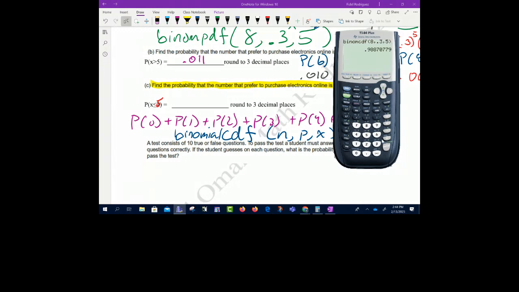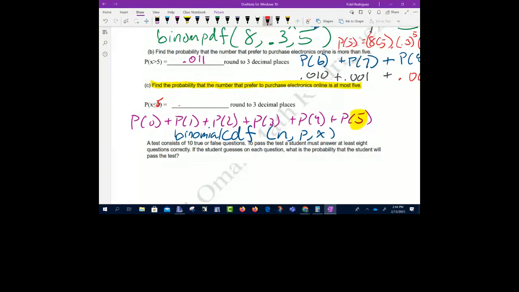And what I'm coming up with here, y'all, is 0.989. And that's how I'm able to find my probability for everything between 0 and 5, okay? We were able to find all of those right there, and we got our answer. Yes, ma'am.